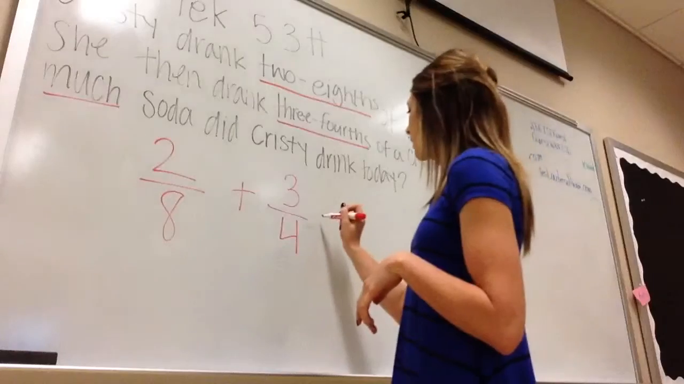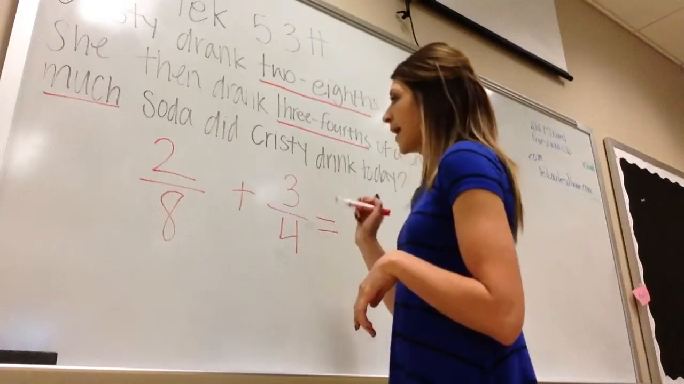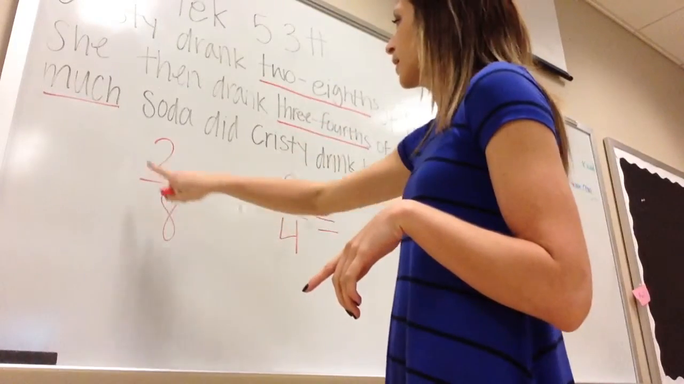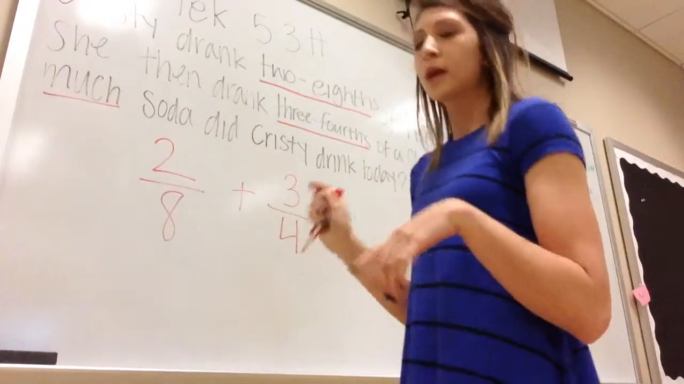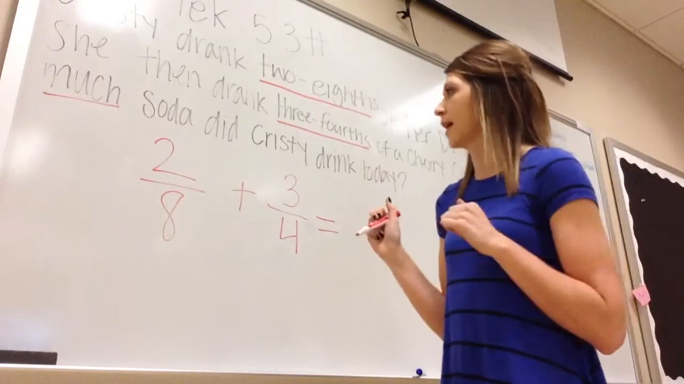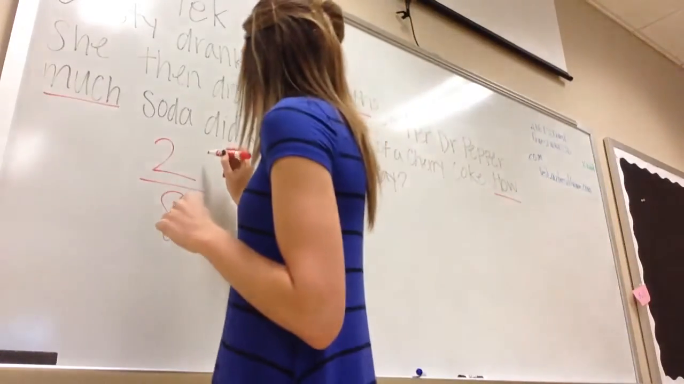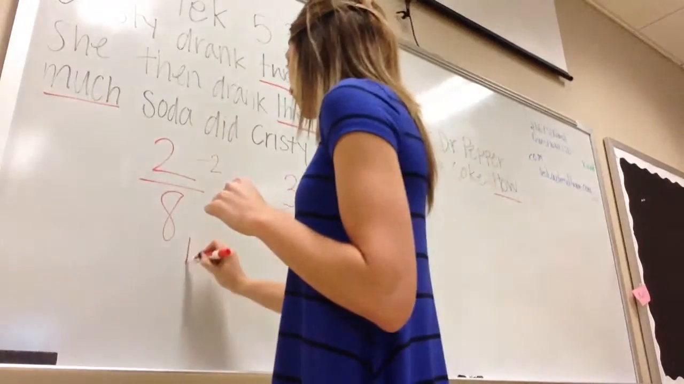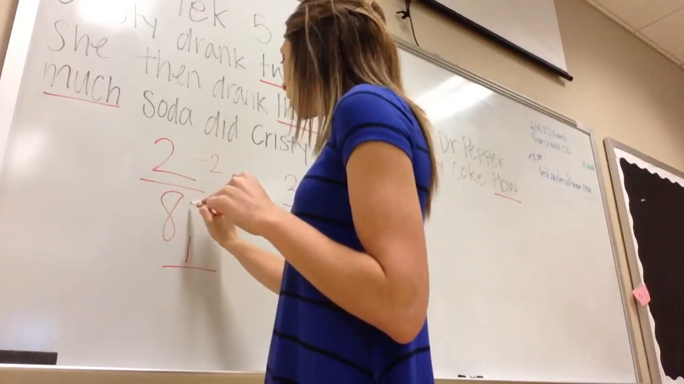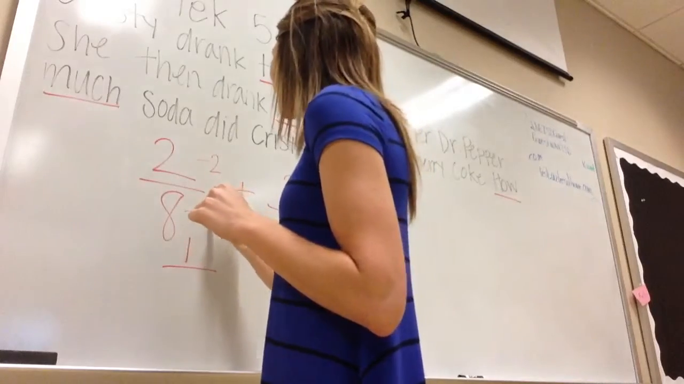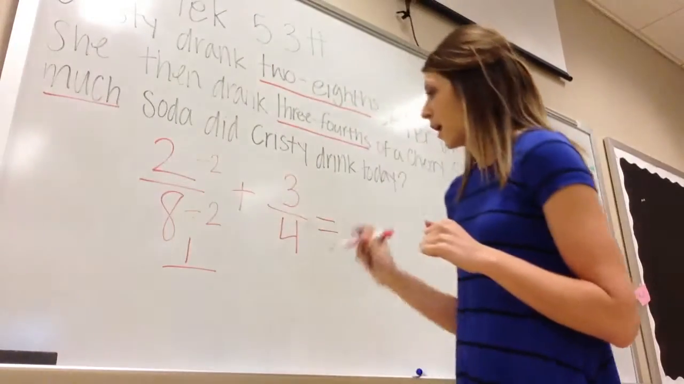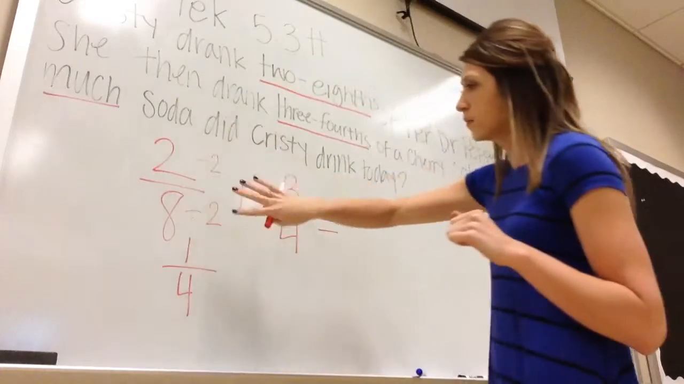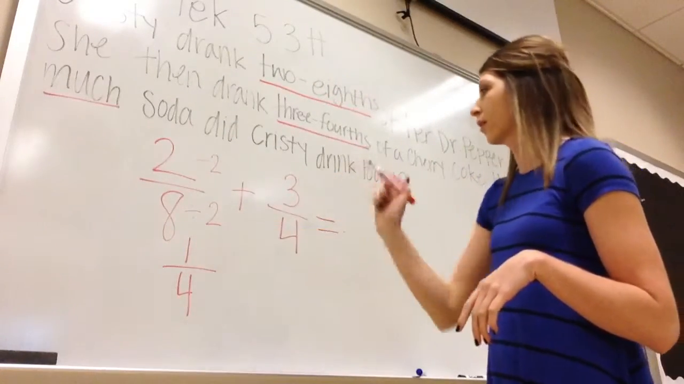So the first thing that we should do is simplify or reduce our fractions. We know that 2 can go into 8. But the question is, how many times can 2 go into 8? 2 divided by 2 is, great job, 1. And 8 divided by 2 is, awesome job, 4. So we have 2/8 simplified or reduced is 1/4.